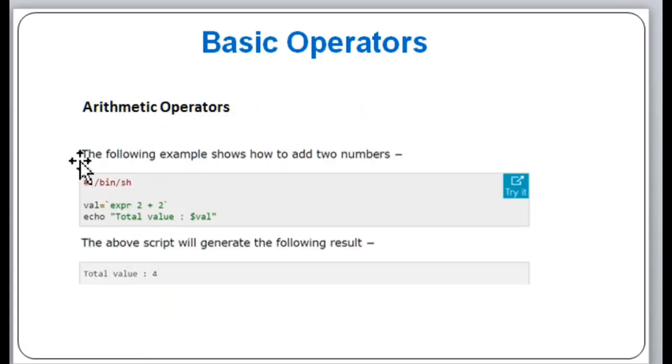We're going to start with the arithmetic operators, and we're going to show you how to add two numbers here in this example. So we have value, which is the variable name value, equals expression 2 plus 2. When we do echo total value and then variable value, we would get the following. Total value is 4, because 2 plus 2 would equal 4. Okay.